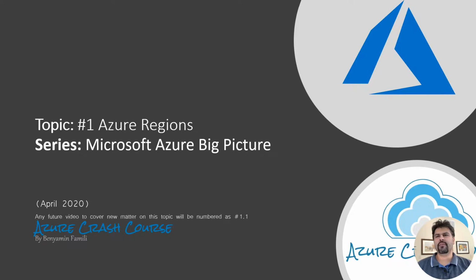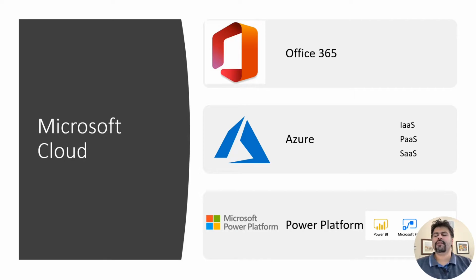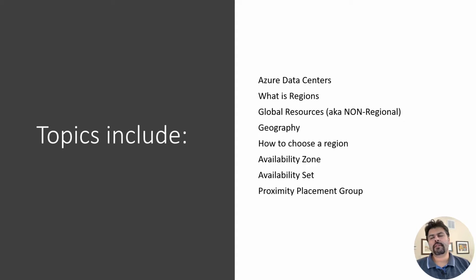Today I would like to talk about the Azure regions. Microsoft Cloud has three sections, three products: Office 365, Azure, and Power Platform. Today I would like to talk mostly about Azure. Different regions. Each region consists of multiple data centers. Today I would like to discuss data center, region, global resources, how to choose a resource, and availabilities.